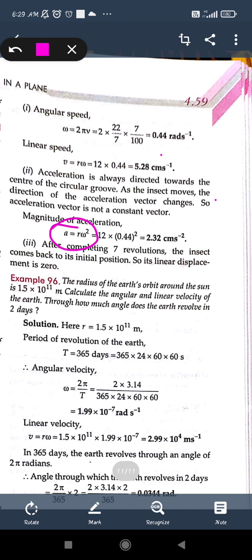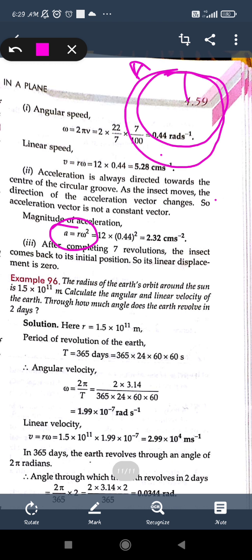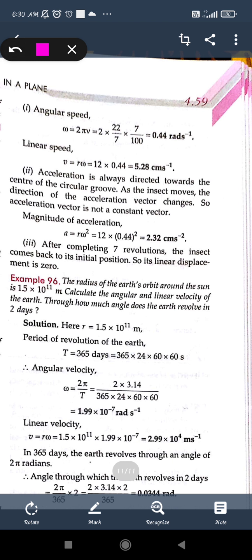And after completing 7 revolutions, it is asked, when it started from the initial position and comes back to the final position, what is the linear displacement? Whenever the body comes back to the initial position after covering the whole path, the displacement is said to be 0. Linear displacement, so s is equal to 0.